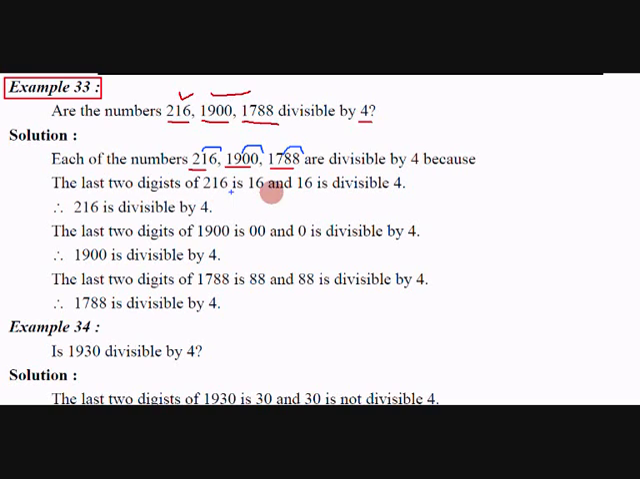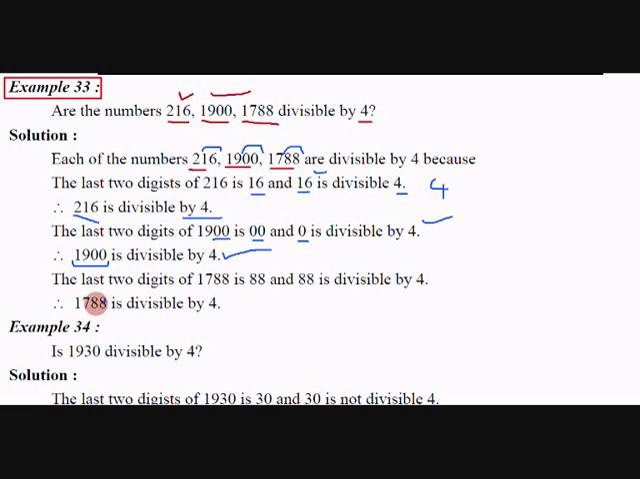The last two digits of 216 is 16, and 16 is divisible by 4. Yes, 4 fours are 16. Therefore 216 is divisible by 4. The last two digits of 1900 is 00. Is 00, that is 0, divisible by 4? Yes, it is 0, right? Everybody divides 0 times. Therefore 1900 is divisible by 4.